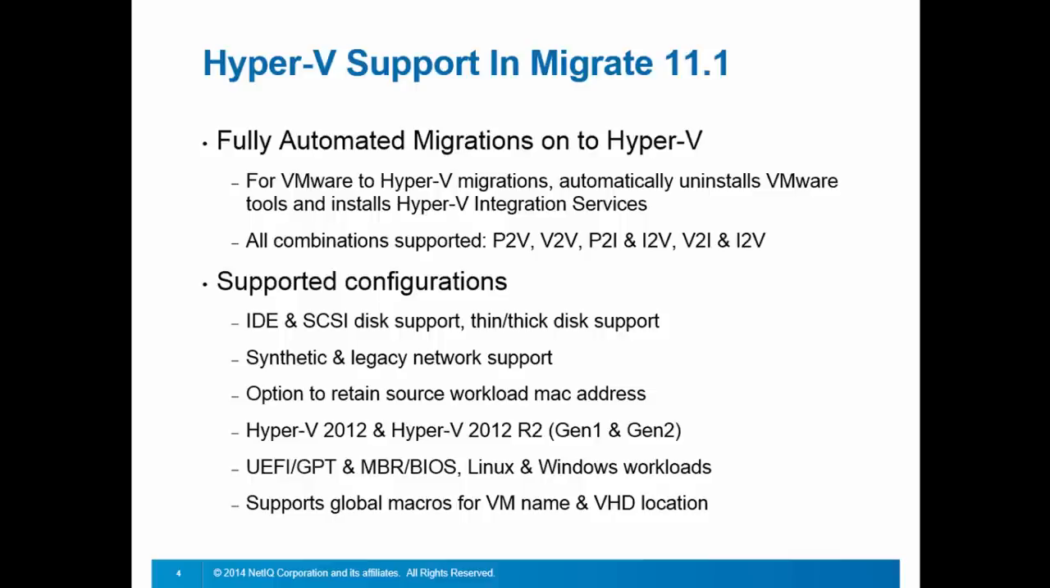Let's talk about Hyper-V support. PlateSpin Migrate allows you to do a fully automated migration from any VMware to Hyper-V 2012. You can also use PlateSpin Migrate to migrate your physical servers to Hyper-V. PlateSpin Migrate supports Windows 2000 all the way up to 2012. Migrate can also automate and virtualize your Linux servers too. UEFI and GPT formats are supported also.